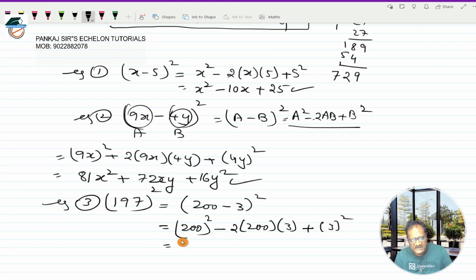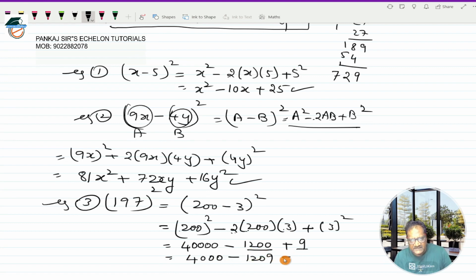Got it? Now this should work out to 200 square: 2 square is 4, and the square of 00 will be 4 zeros. The number of zeros will be doubled. So 2 zeros, make it 4 zeros. So 40,000, right? Minus 2 2s are 4, 4 3s are 12, and then 2 zeros. 2 2s are 4, 4 3s are 12, and these 2 zeros you just add up over here. So minus 1200 plus 3 square is 9. Now just add them up. So this will be 40000 minus 1191.